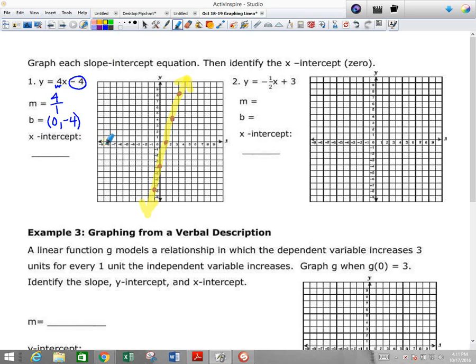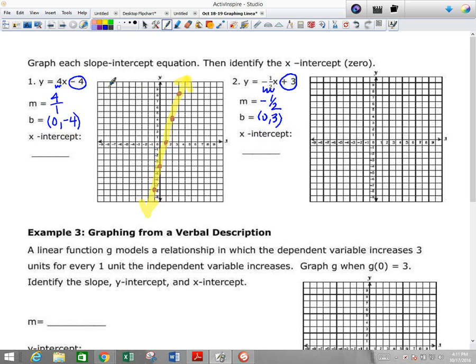Look at the next one. y equals negative 1/2 x plus 3. Again, a fraction is nothing more than a number, so don't be scared of the fraction, because the slope is always going to be the same thing, the number in front of x, as long as it's in slope-intercept form. So that means my slope is negative 1 over 2. And then my y-intercept is a positive 3, so I write 0, 3.